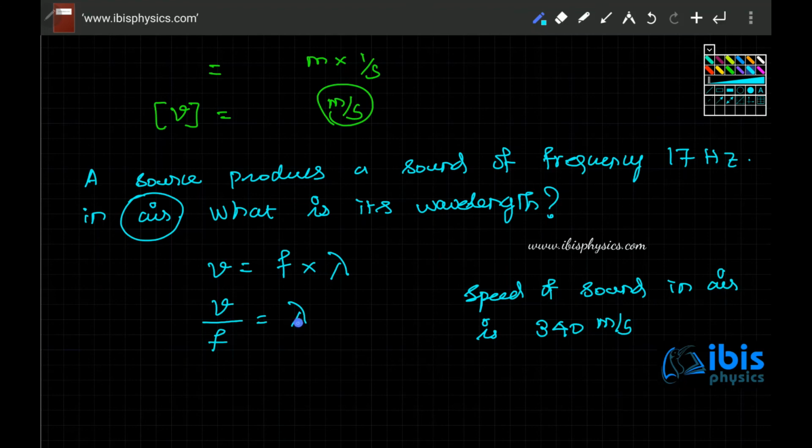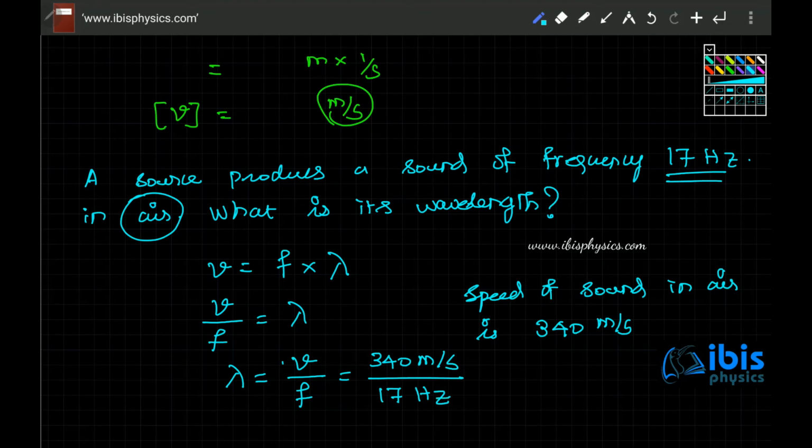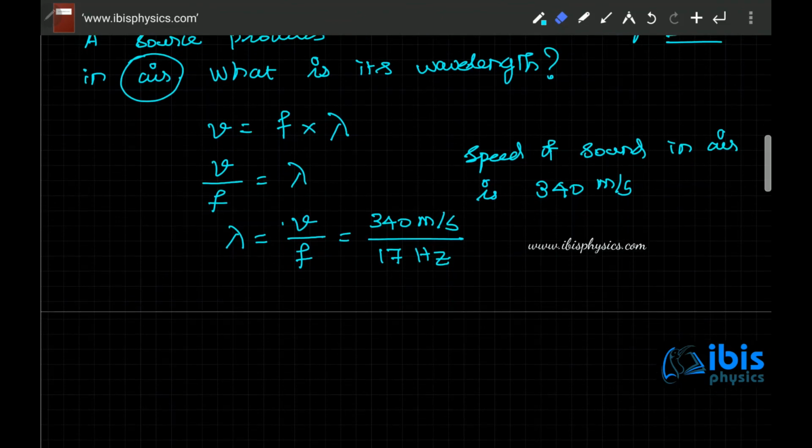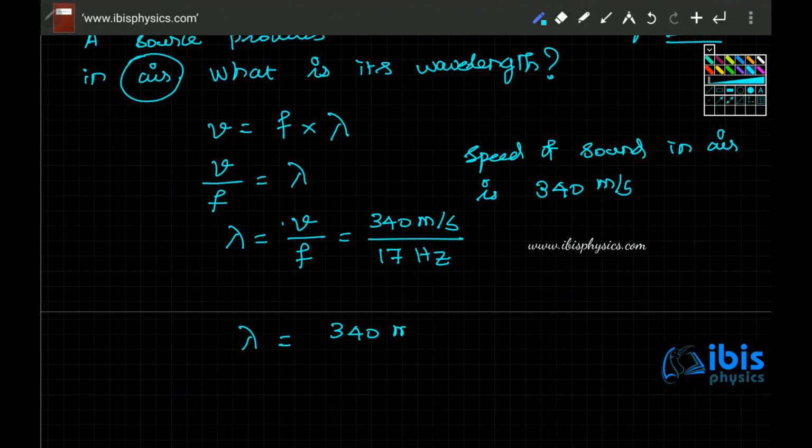Substitute the corresponding values. So we can write lambda equal to speed by frequency. Speed of sound in air is 340 meter per second, and the frequency of the wave is 17 hertz. All the units should agree with each other, so be very careful about it. Lambda equal to 340 by 17. I will write one more step here so that it is easier to understand: lambda equal to 340 meter per second, meter second power minus 1, divided by 17 hertz.